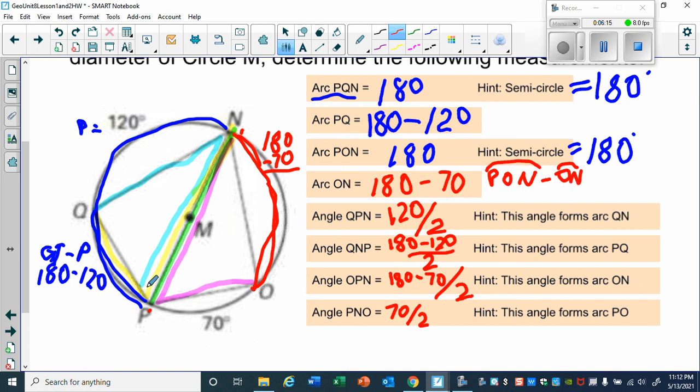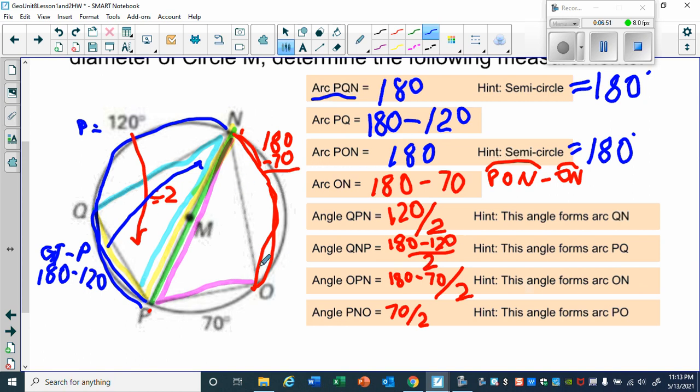And then these last angles, for instance QPN, look at the arc formed. Divide that by 2 to get that angle. And then QNP, well, QNP is from this angle. So then you have to divide by 2 to get this angle. 180 over 120 divided by 2.